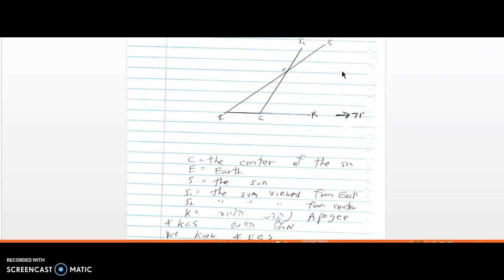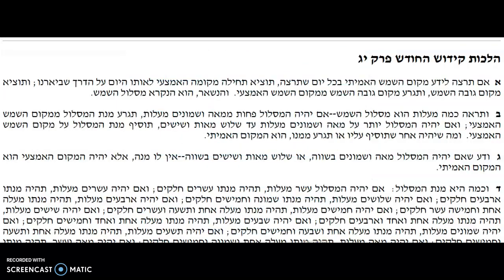I didn't draw it here, but you can draw it yourself. Take a pen and paper and make a very narrow angle KCS. Then draw a line from E passing S and from C passing S. You'll see that this angle here would be very tiny. That's what Rambam says. In such a case where KCS is tiny, then the portion is only 20 halakim, less than a degree, a third of a degree. It keeps on growing.